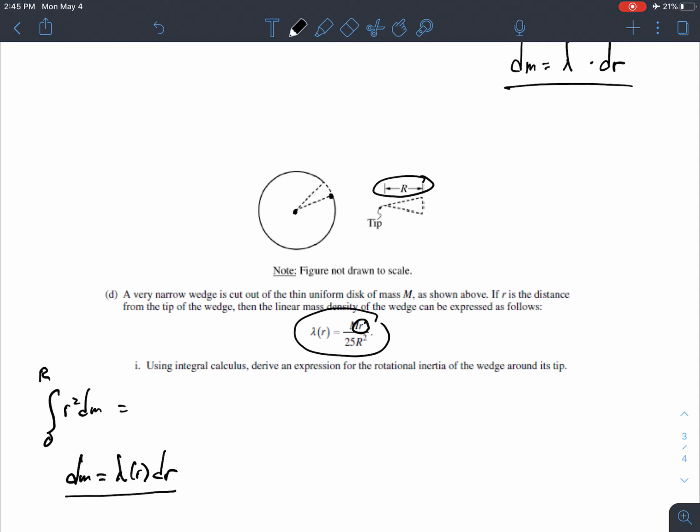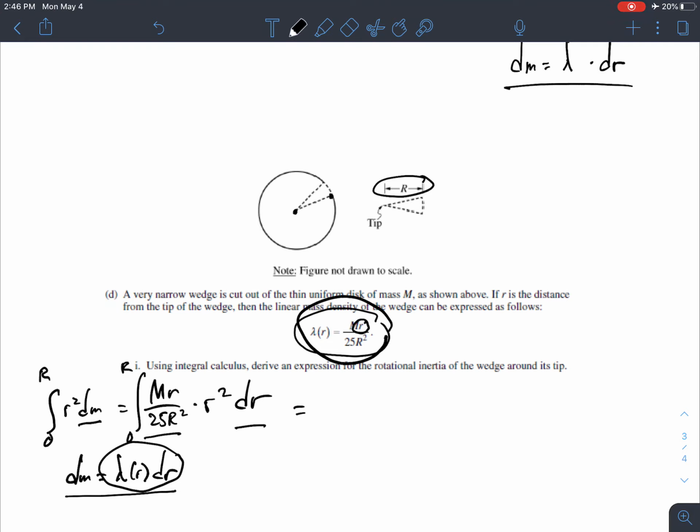Okay, so making our substitutions, I have r squared, and the dm is going to turn into, let me write this down first, M r over 25 big R squared, times r squared dr, right? That's what's replacing the dm, and I'm going from 0 to R.